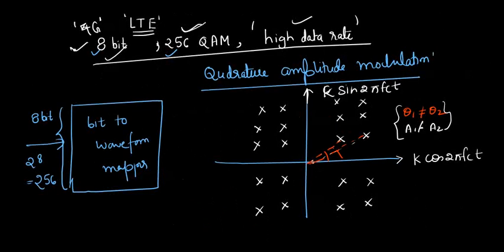So, if you use 256 QAM, what can you do? You can transmit 8 bits. Yes or no? If you use BPSK, you can transmit only 1 bit. If you use 64 QAM, you can transmit 6 bits. So, these were the 3 keywords which you used. Now, you have understood?